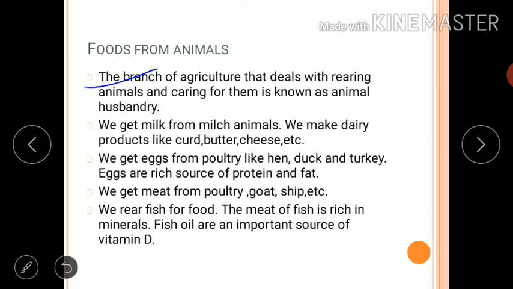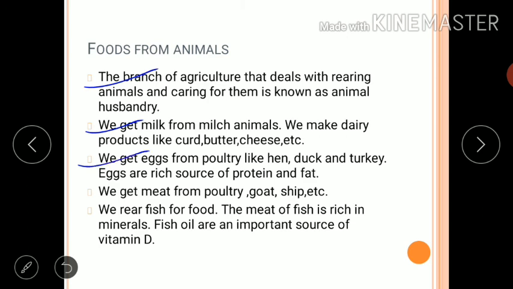The kinds of food that we get from animals are like this. We get milk from milch animals. We make dairy products like curd, butter and cheese. From a special kind of cow, we get milk, and also from the buffaloes, which yield large amounts of milk.